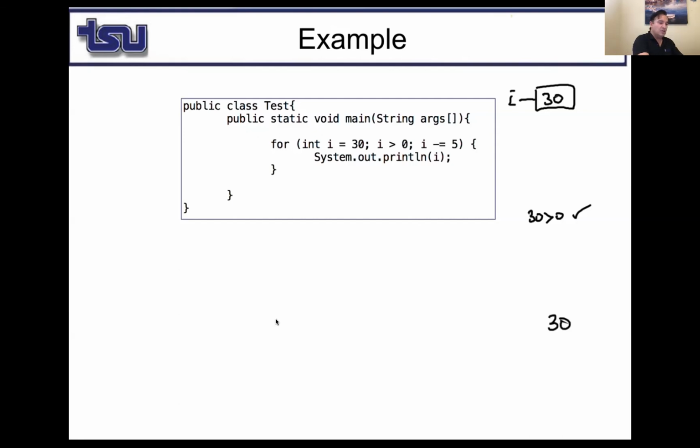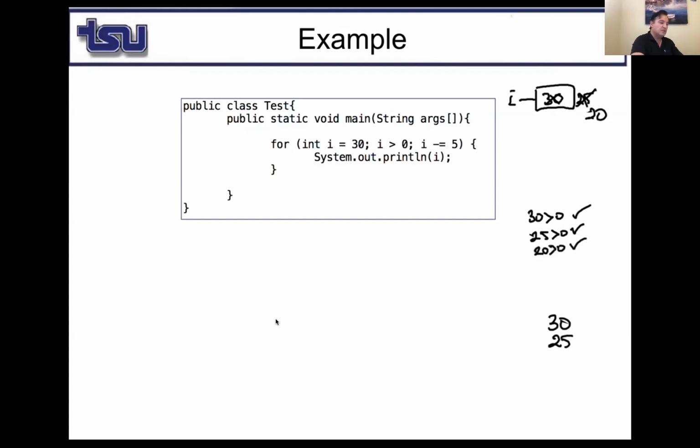Then I'm going to do the update. What does this say? I -= 5. That means decrease I by 5. So I becomes 25. Once I do that, am I going to do initialization again? Obviously not. I'm going to check the condition again. This time, the condition is 25 bigger than 0. This is true, so I'm going to print 25. And I'm going to do the update, decrease I by 5 again. And now I'm going to check the condition again.